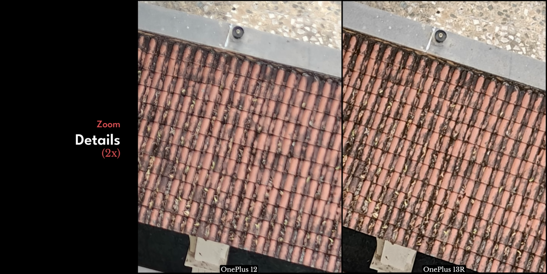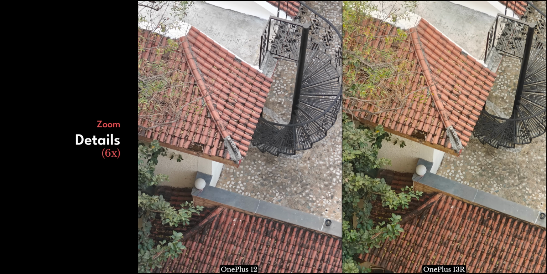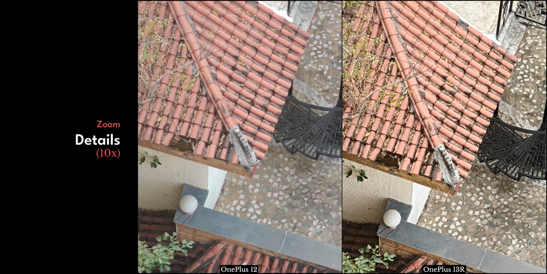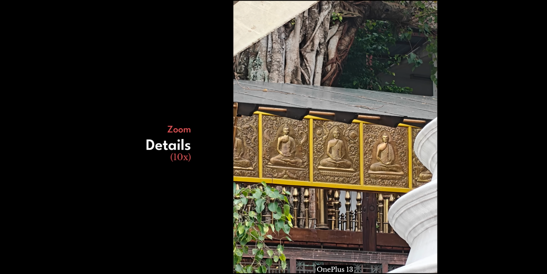Granted, at 2x the OnePlus 13R captures more details than the OnePlus 12 primarily because it has a better camera sensor. The problem is when you zoom further ahead. At 3x, at 4x, at 6x, at 10x, all of these zoom ranges are definitely captured better by the OnePlus 12. Having said that, if you can spend some more money and buy the OnePlus 13 instead, the zoom performance on that is vastly superior compared to both these phones.